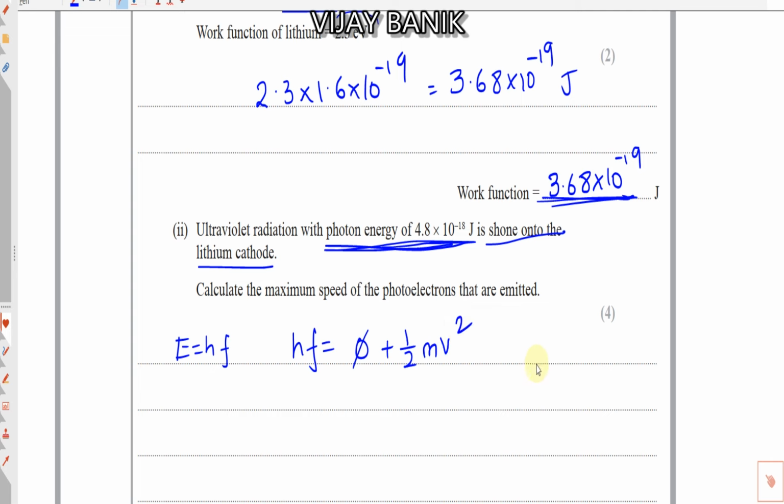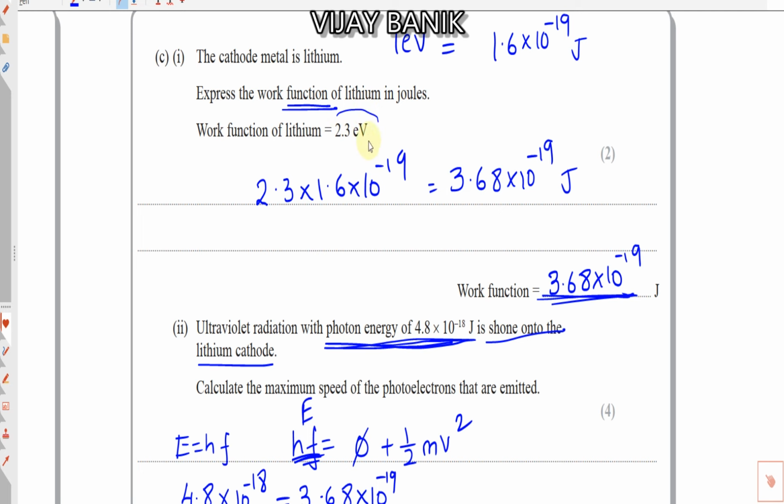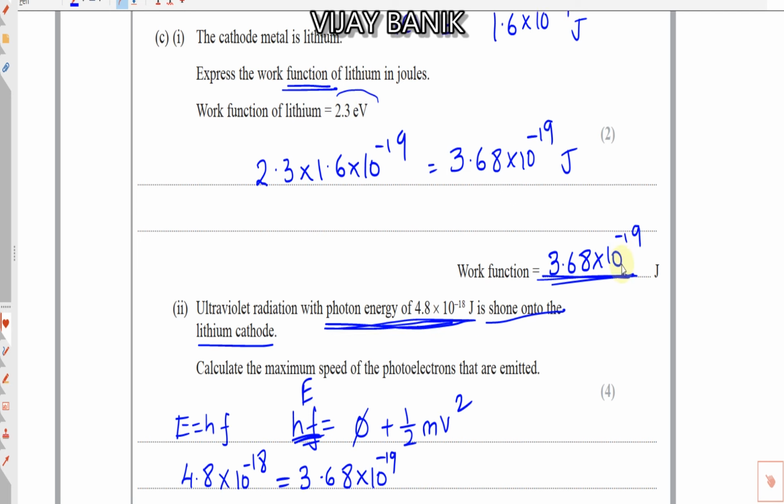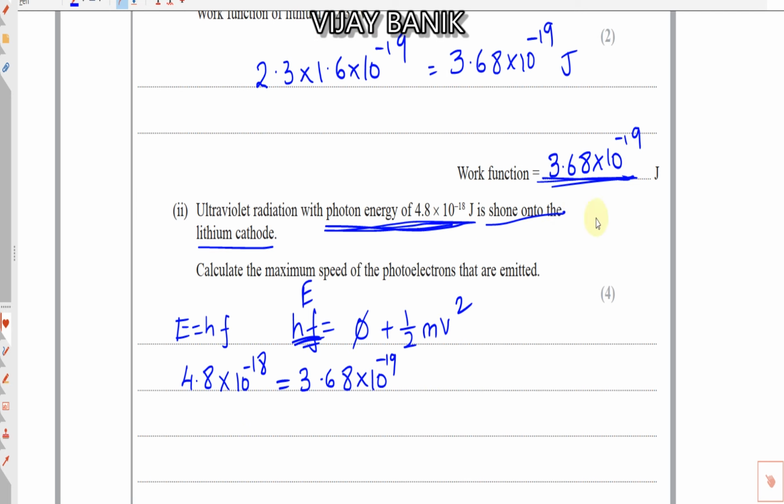Now energy of the photon, we know how much is the energy of the photon. That is this. hf is E, right? So energy of the photon is 4.8 into 10 raised to minus 18 equals, what is phi? Phi we got was this, 3.68 into 10 raised to minus 19. Why is it 3.68? Because they said the work function is 3.68 10 raised to minus 19 joules. I converted 2.3 electronvolt to joules, this joules, plus half mv square.